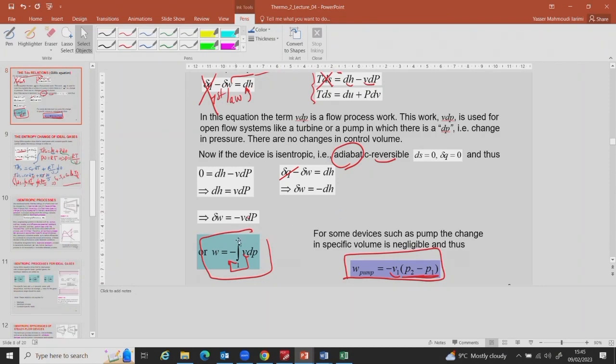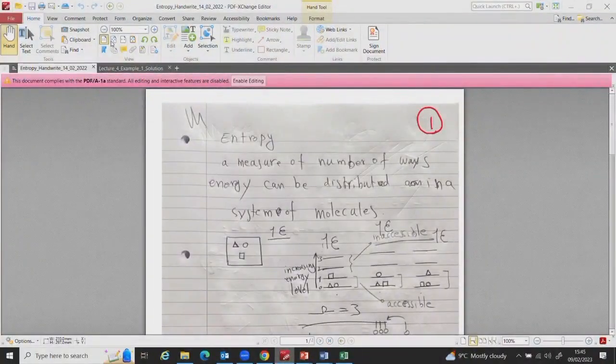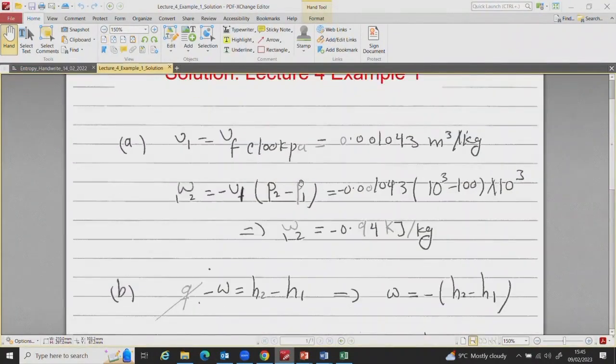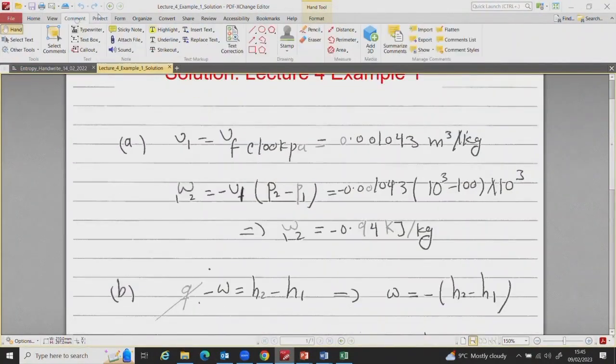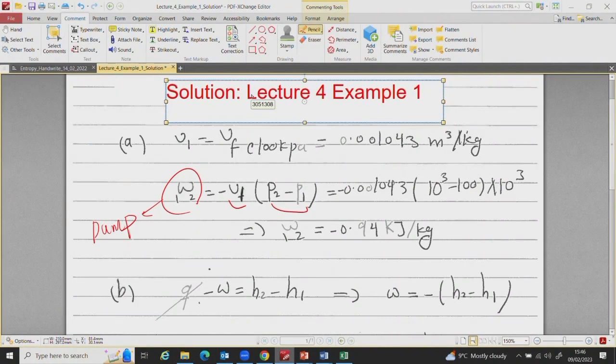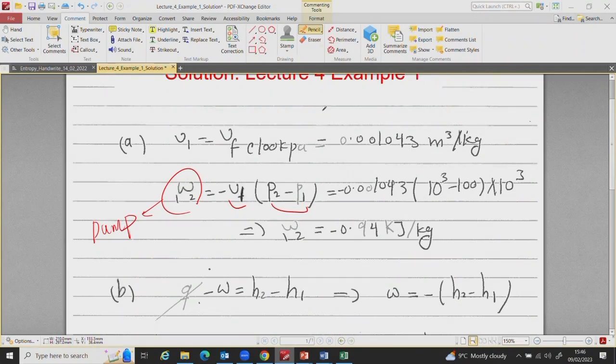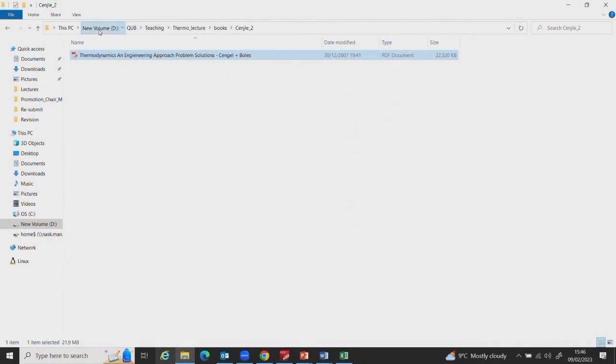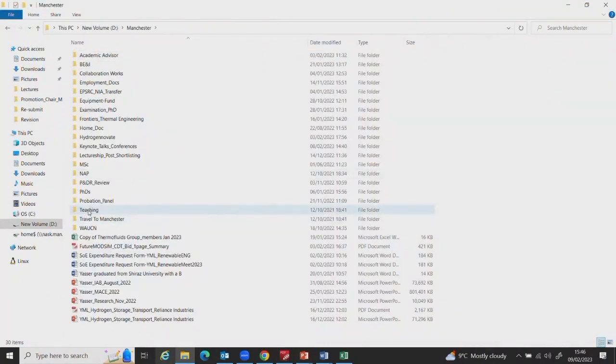Okay. So I'm just going to show you the solution. You said that W12, which is for the pump, is nu times delta P. P1 is 100 kilopascal, and P2 is 1 megapascal or 1,000 kilopascal. What you do is go to the thermodynamic table. If I can find it.